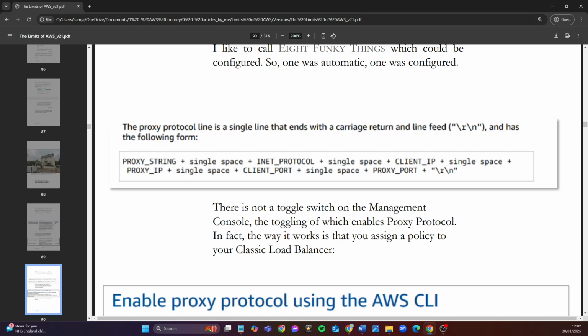The Proxy Protocol line is a single line that ends with a carriage return and line feed. That's the \r and \n. So \r for return. And it has the following form. You would have a proxy string plus a single space plus the Internet Protocol, or INET, plus a single space plus the client IP, plus then the proxy IP, space, then the client port, and then the proxy port. So once we've dealt with the IP addresses, then we'll list the ports.